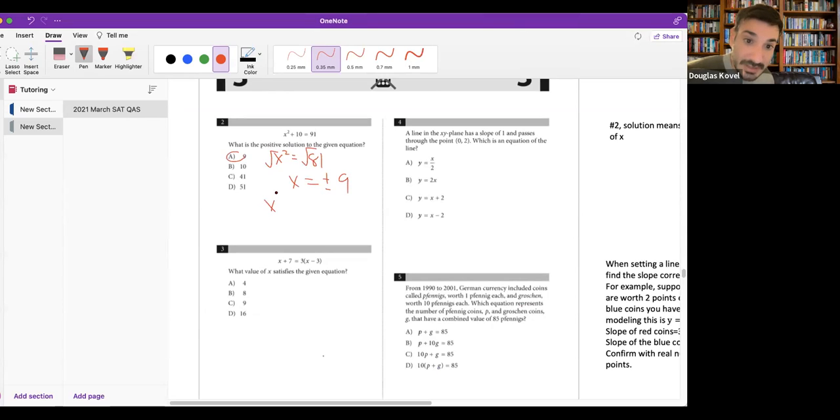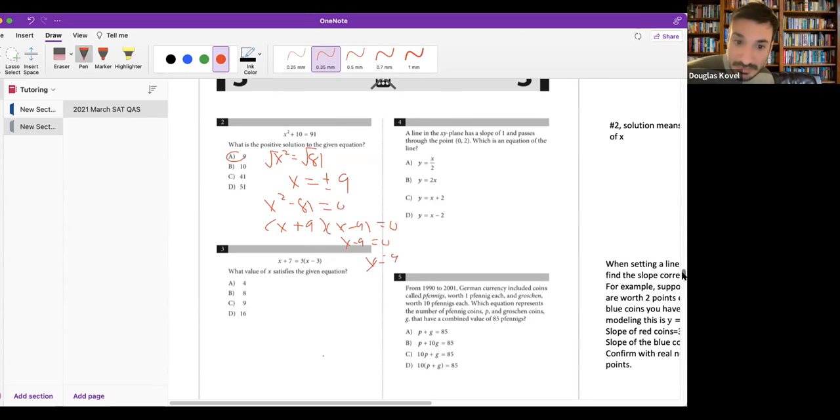You also could have subtracted the 91 to get x squared minus 81 equals 0. And then you could have factored using difference of perfect squares if you want to be a little bit fancier. And then you could set each factor equal to 0. And we see for the second factor here, you would get x equals 9.